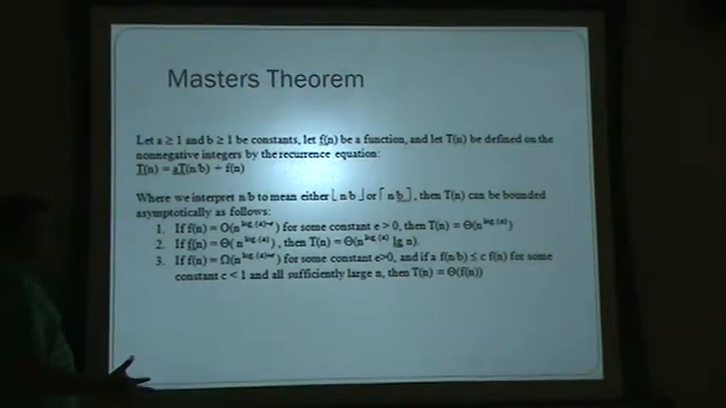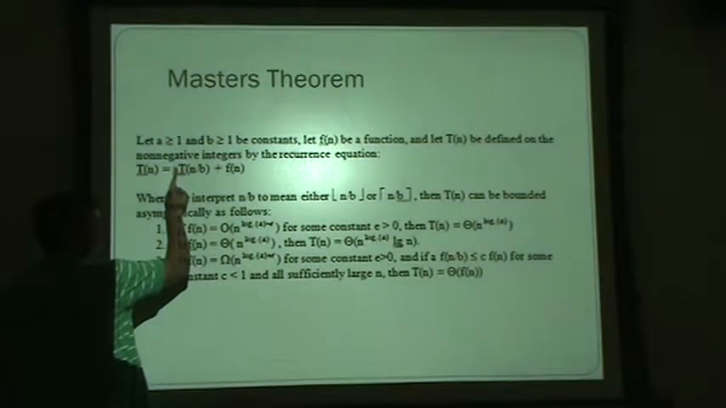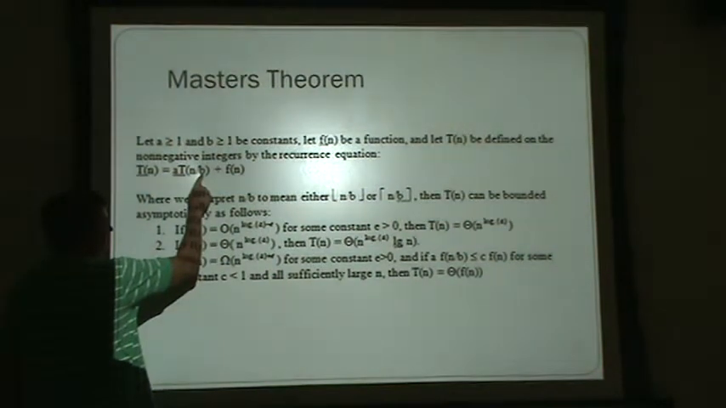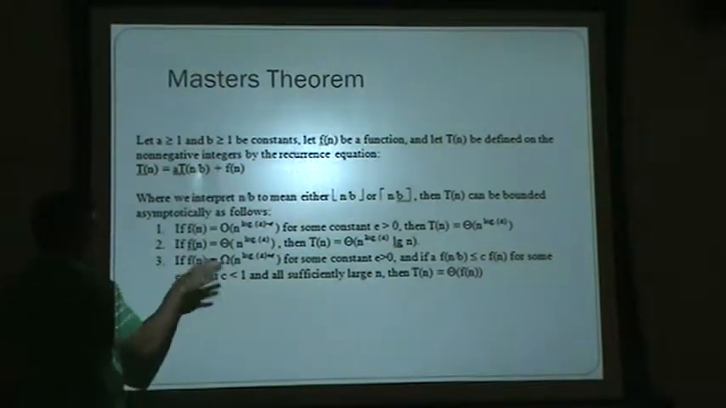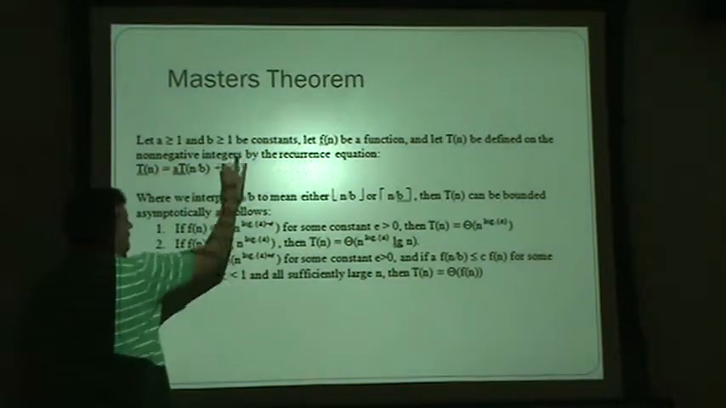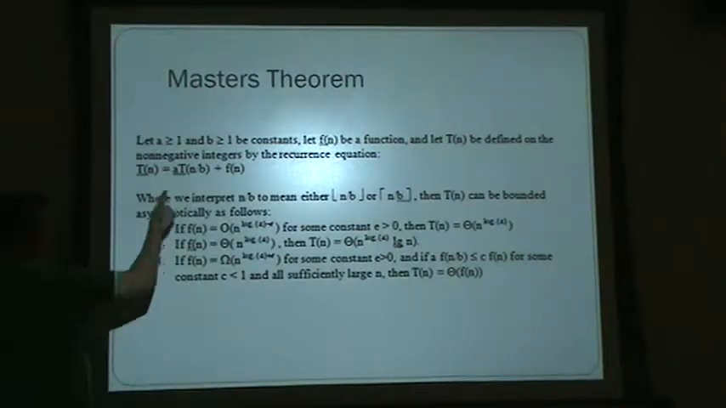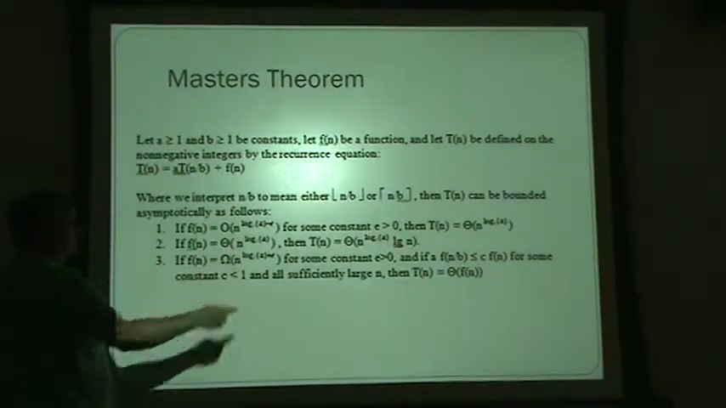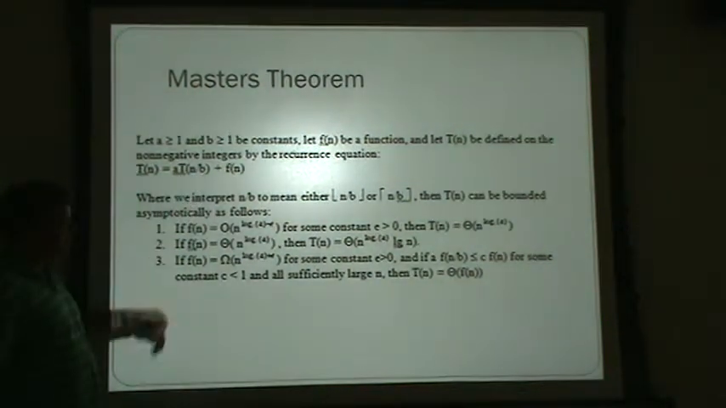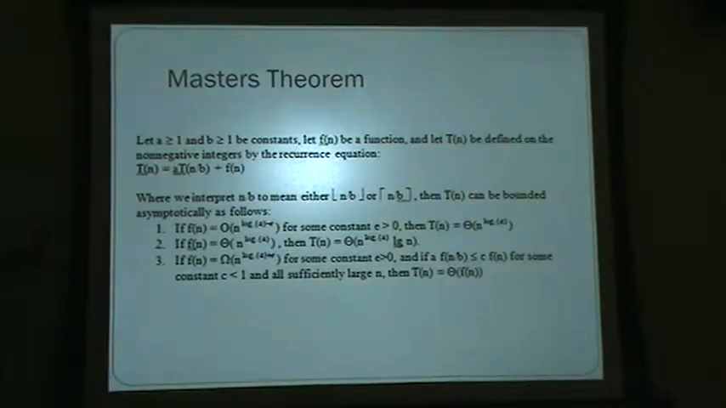So the question now starts to become, if A is small and B is big, this thing will go away very quickly, and whatever this term is could be the dominating thing. If A is very large, and there are many, many calls to itself, then this part could be the dominating term. So this is just a little cheat sheet.